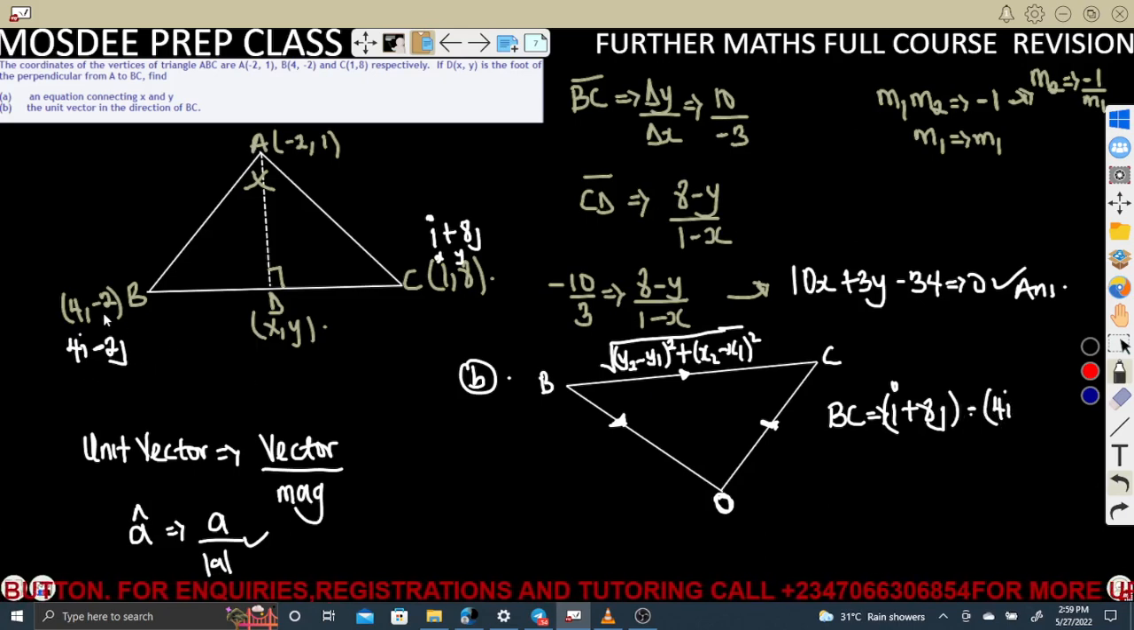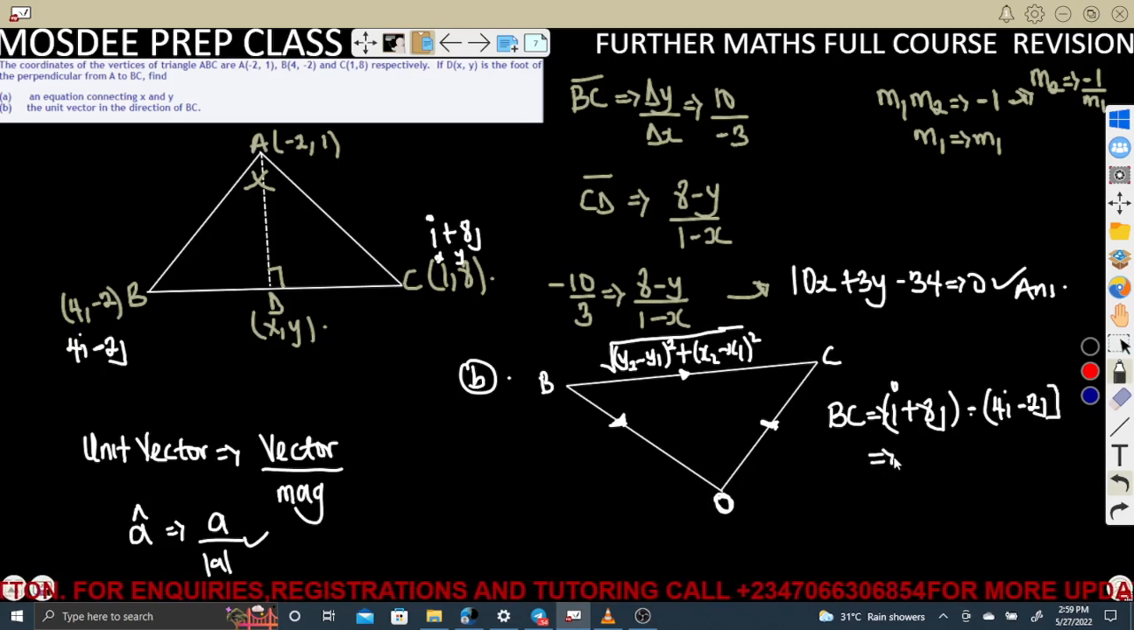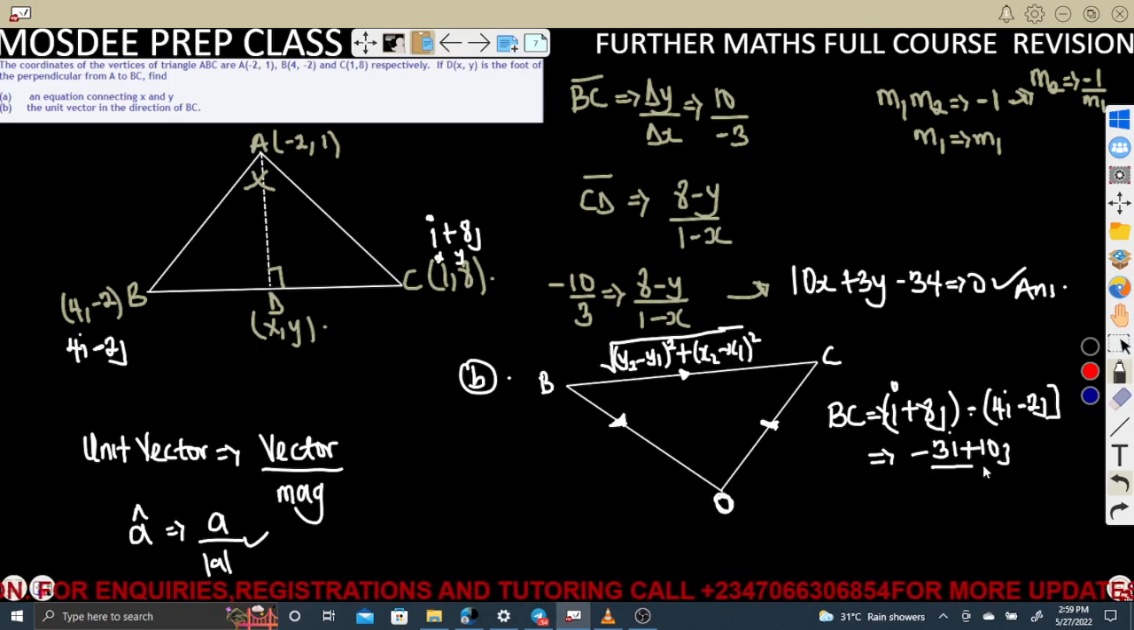Is this minus in the question? But we have to be careful. That is a minus 2j. So minus minus, we turn that one to plus. You guys know what I mean. On simplification, this is minus 3i. 8 plus 2 is going to give you plus 10j. So this is the position vector of BC if I take it from the origin.